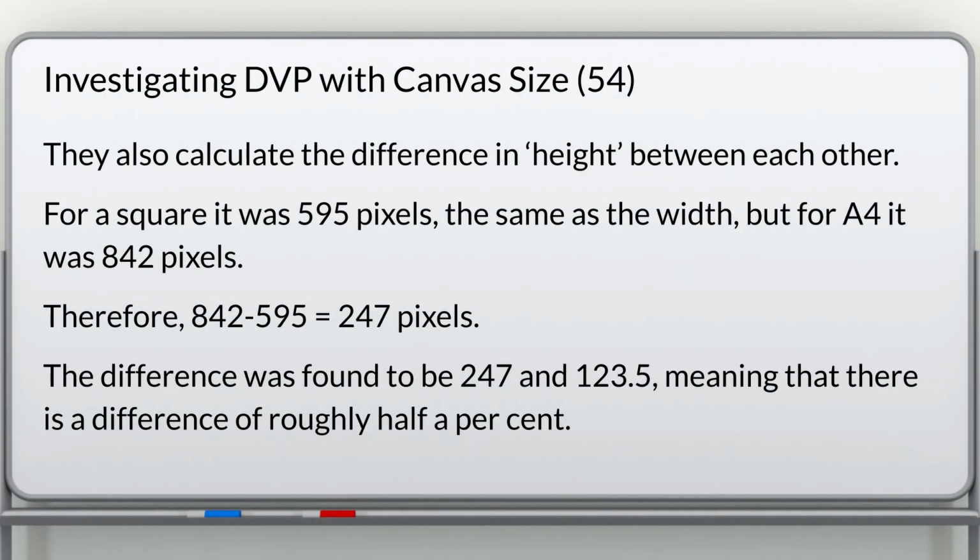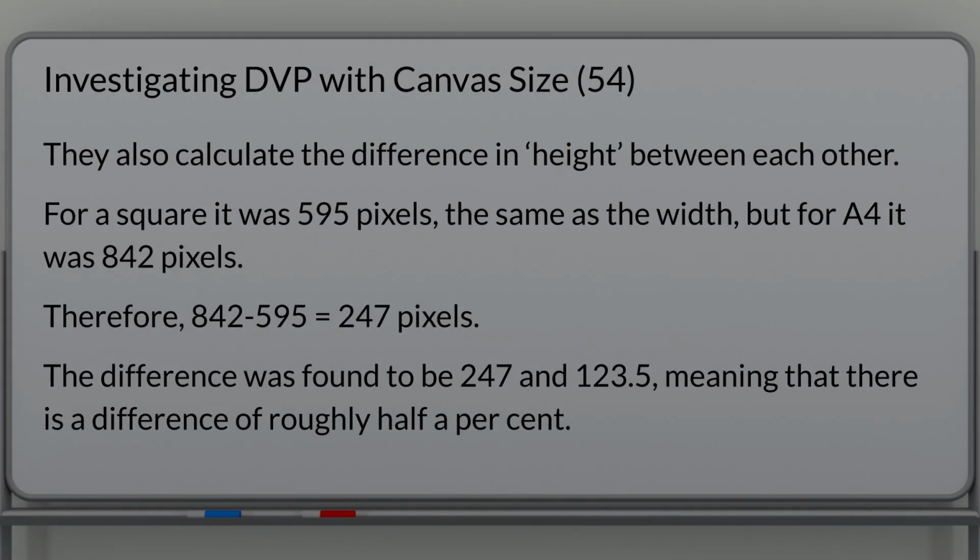They also calculate the difference in height between each other. For a square it was 595 pixels, the same as the width, but for A4 it was 842 pixels. Therefore, 842 minus 595 equals 247 pixels. The difference was found to be 247 and 123.5, meaning that there is a difference of roughly 0.5%.